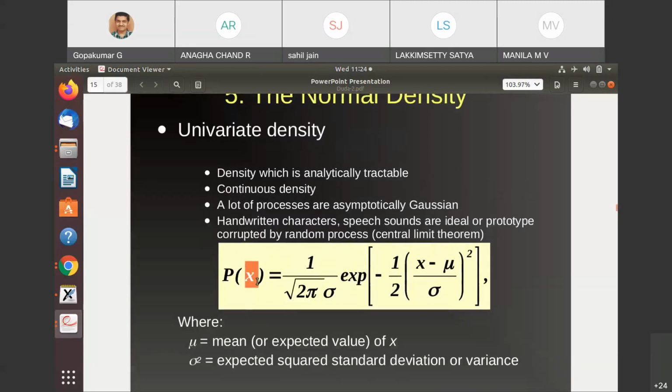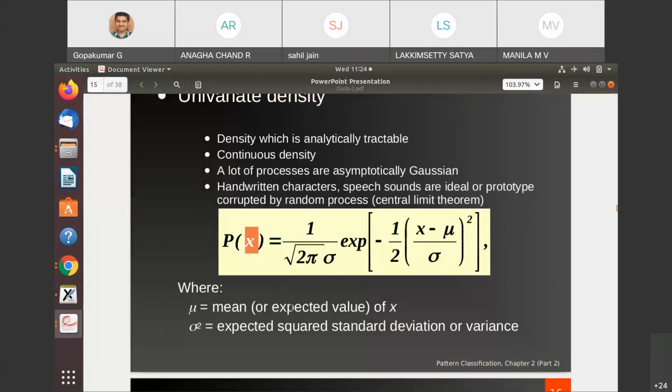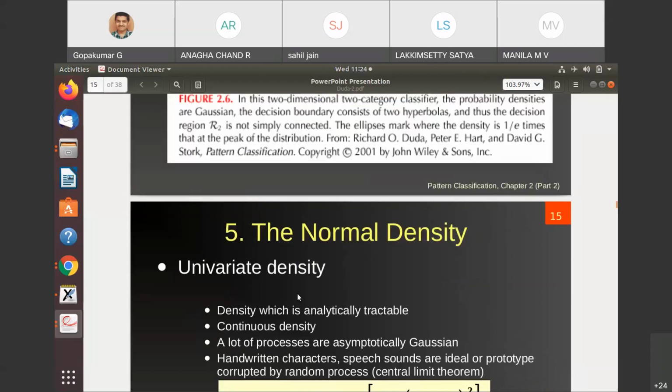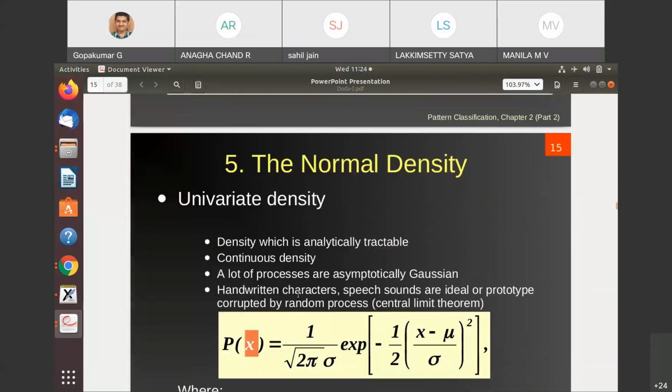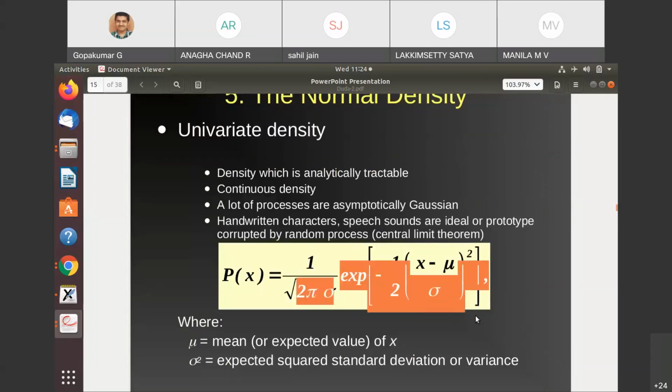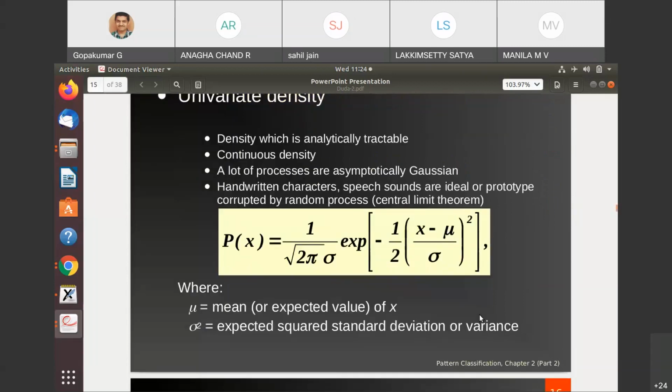Here we are assuming that x is a single variable. If you look at the normal density curve, which is a bell-shaped curve, this probability is well defined by two parameters. One is mu, and the other is sigma. And x is the given feature.